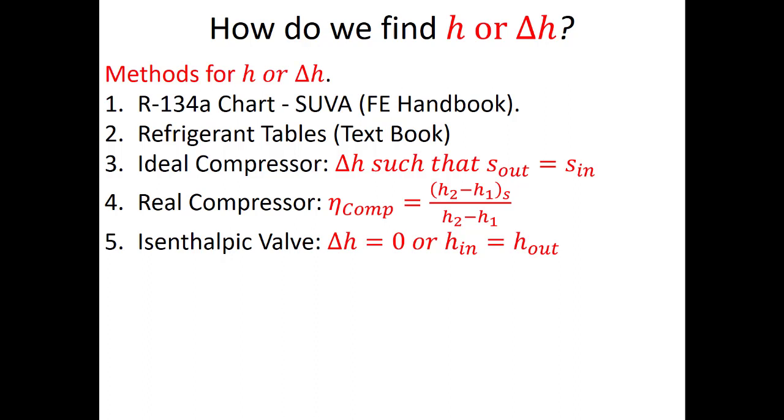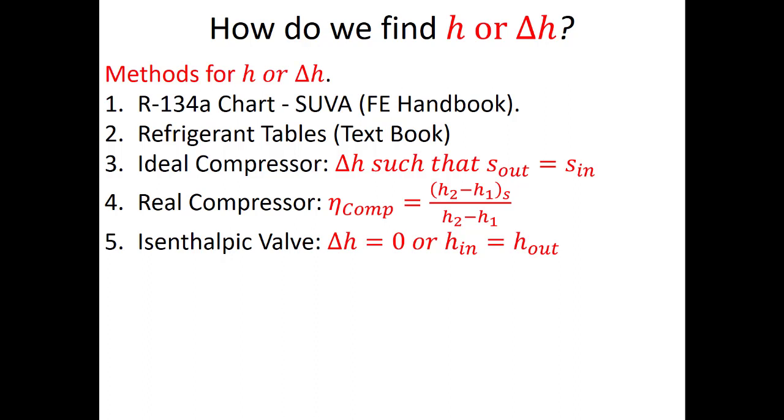Today, we're going to go through a problem where we're using the SUVA charts, which you'd find in the FE handbook. So if you were going to write the FE exam, then you'd have to use this graphical method to fix all the states. You can also use the refrigerant tables that you can find in the textbook. If you have an ideal compressor, you'll find delta H in such a way that delta S is equal to 0. But then, if you'd like to know the exit of the real compressor, you might have to use the compressor efficiency. Remember that the ideal compressor consumes less power than the real compressor.